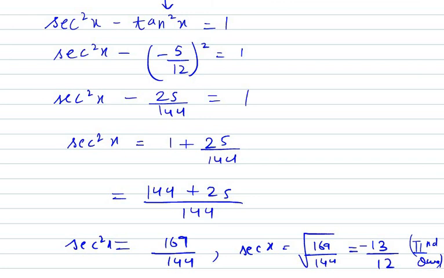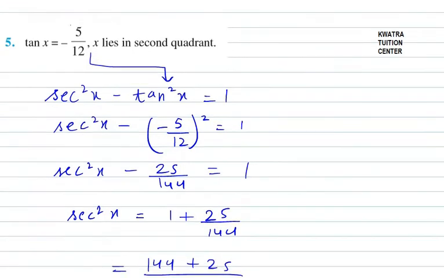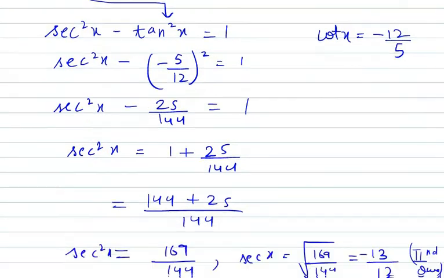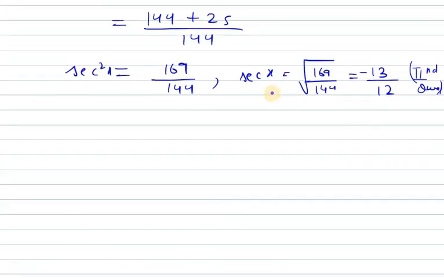Now, with the help of the tan x value, we can find the value of cot x. Cot x is the reciprocal of tan x, so it will be minus 12 over 5. Now, we have the sec x value, so we can get the value of cos x. Cos x we know is the reciprocal of sec x, so it will be minus 12 over 13.